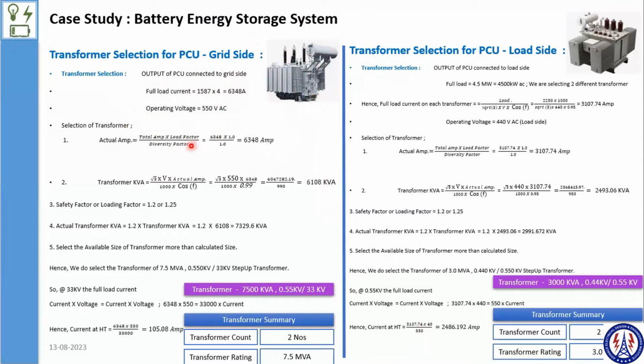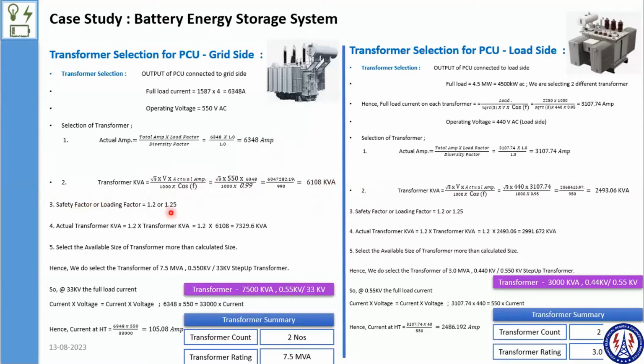So the actual ampere is 6348. I think my voice is getting an echo. Right now it's fine. So the transformer kVA is equal to √3 into voltage into actual amps divided by 1000 into cos phi. I'm just putting in the numbers. This gives me 6108 kVA.